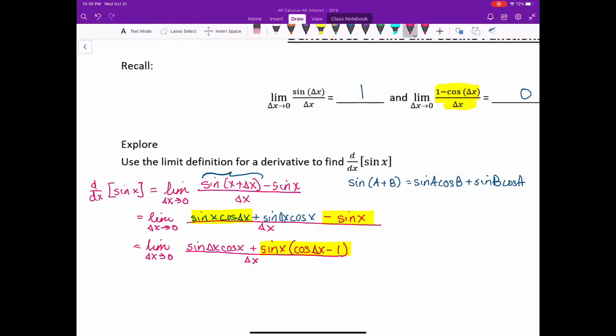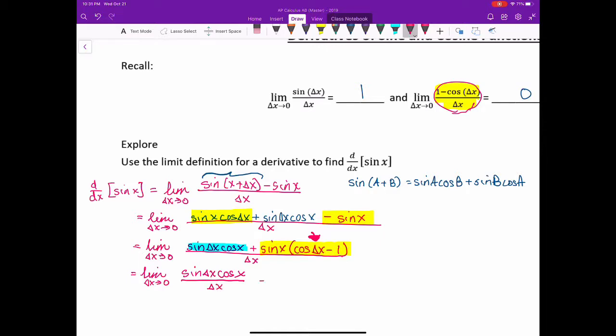Okay, it's almost looking like the one up here at the top, except it would probably be better if I took out a negative, then it would match exactly. So if I took out a negative one also, it would switch these two in there. And I have two terms essentially. So in blue, this is my one term in the numerator, and in yellow is my second term. So I'm going to separate the limit into two parts. So I'm going to do the limit as delta x approaches 0 of sine of delta x cosine of x over delta x.